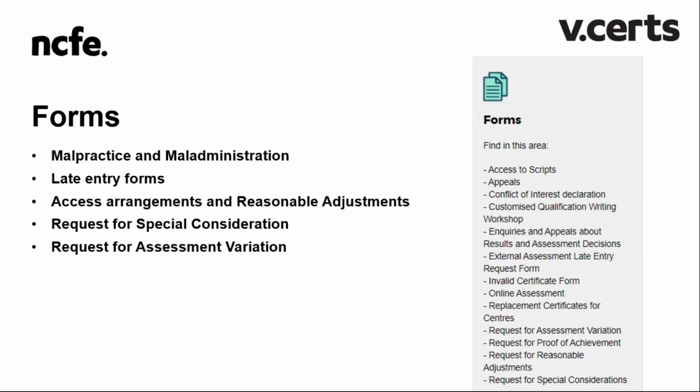The request for special consideration is after the assessment has been taken, and it's for when some adverse circumstances could have impacted on the learner's ability to demonstrate their usual level of attainment, for example, an illness or bereavement that may have occurred. And the request for assessment variation is when you want to vary the assessment from the published assessment date or time beyond the 30 minutes that I've mentioned, or change or extend the assessment site from your current approved location. So if this assessment was going to be done at a different location, for example.